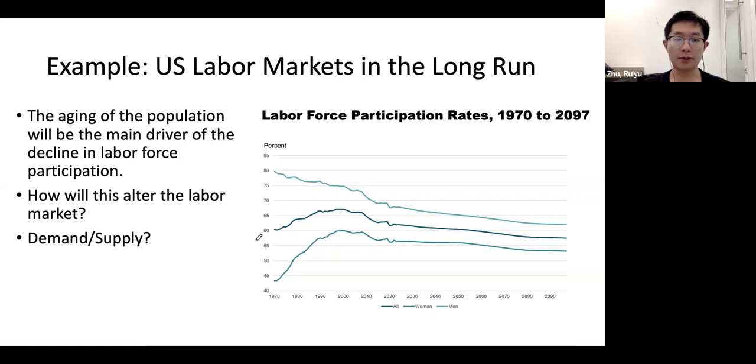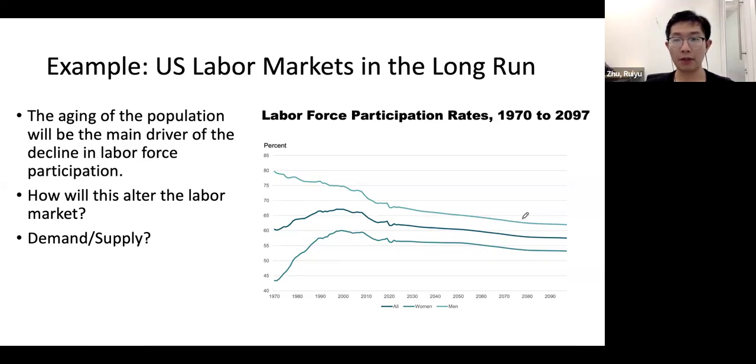At the same time, older people account for a larger and larger proportion of the whole population, right? So if there are fewer young people who are willing and able to work, we can expect that the labor force participation rate will decrease because fewer people will be working. If you see this figure, that's a prediction of the US labor force participation rate until 2097. We can expect a continuing decrease because we are facing the aging of the population.